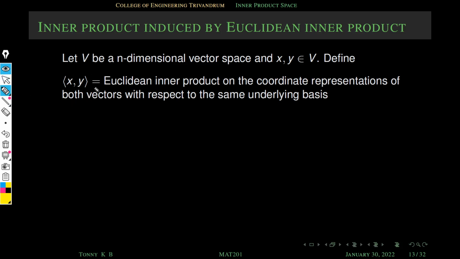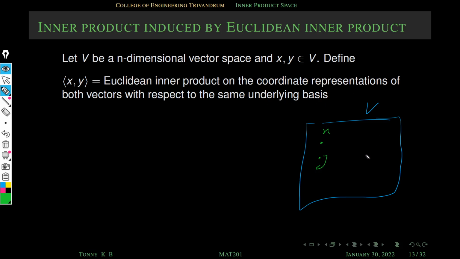Okay, next we are going to define another class of inner product. That inner product is induced or defined by the Euclidean inner product. Let V be an n-dimensional vector space and x, y belong to V. Then we consider two elements x and y. Then we define an inner product on this vector space. It is the Euclidean inner product on the coordinate representations of both vectors with respect to the same basis.